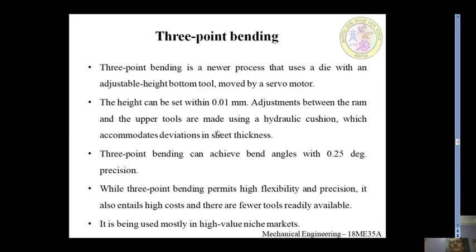So that is produced with this method. So 3-point bending. 3-point bending is a newer process that uses a die with an adjustable height bottom tool moved by a servo motor. The height can be set within 0.01 mm. Adjustments between the ram and the upper tools are made using a hydraulic cushion, which accommodates deviations in sheet thickness.